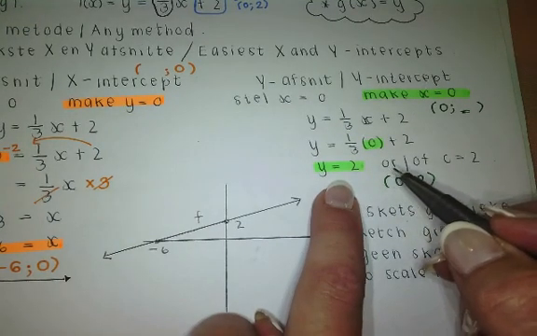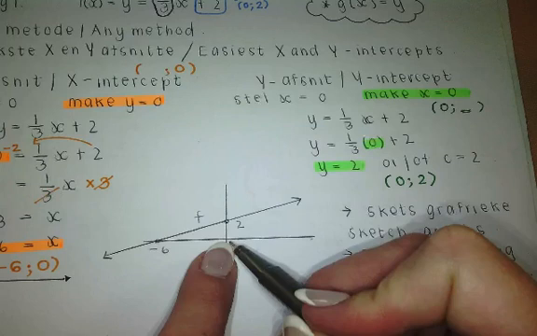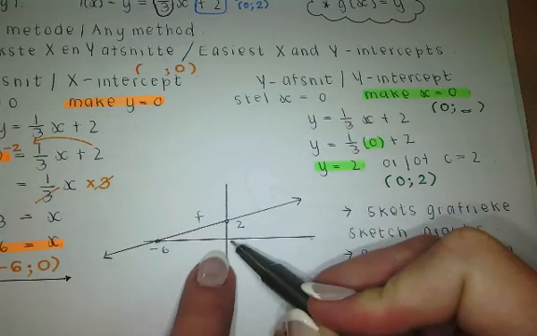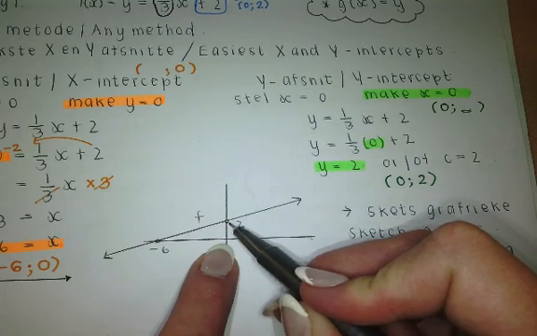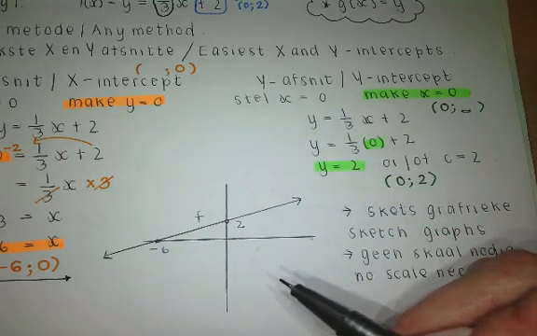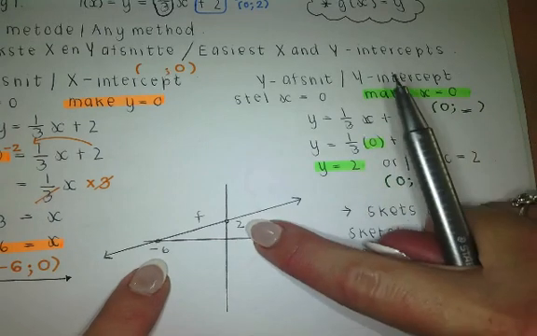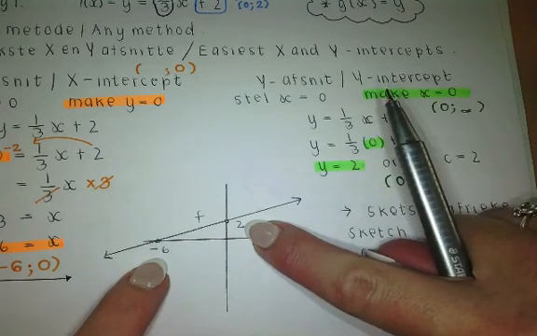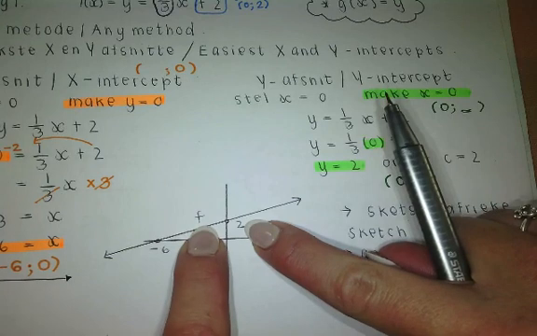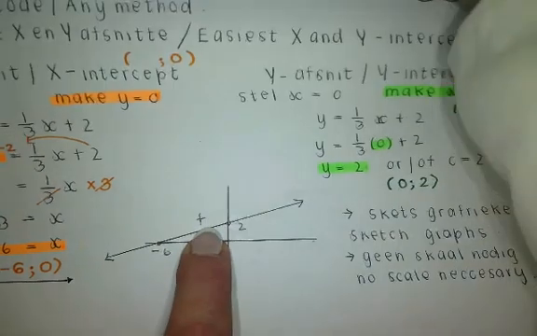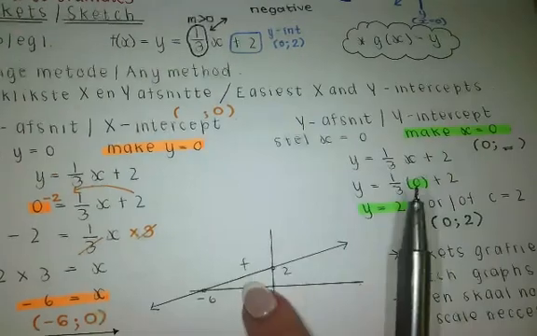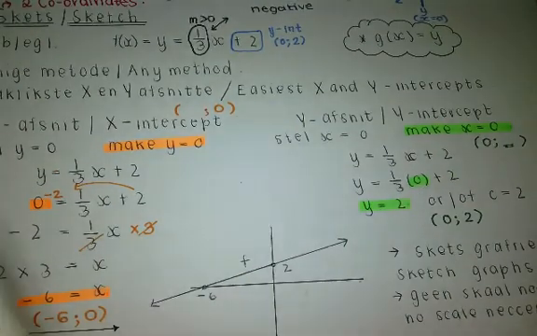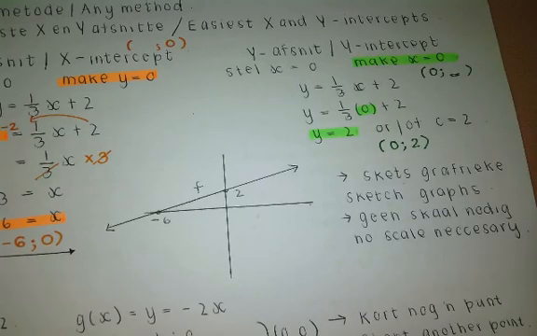Our next coordinate is 0 and 2. 0 represents x, so do I move left or right? No, I stay at the origin. 2 is my y, so I move 2 units up. Do you see I've labeled my intercepts? And I've labeled my graph. What was the name of this equation? f of x. So you need to label your graph f. Do you understand? Move on.